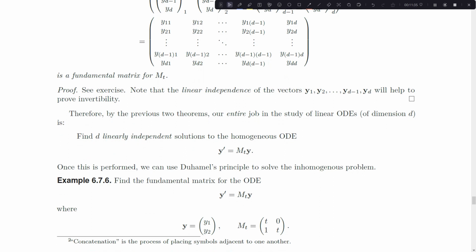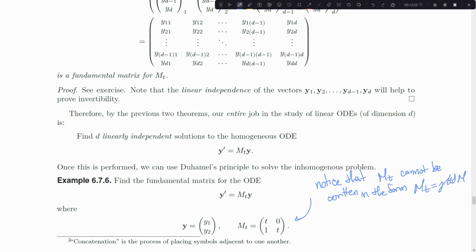Okay, so let's look at this nice example. The example says, find the fundamental matrix of the following ODE. Notice that my M(t) cannot be written in the form M(t) equals gamma(t) times M for some constant-in-time M. That's what we liked in the previous section. If I try to factor out time, then I'm going to end up with a 1 over time in that term, and that's no longer going to be constant for me.